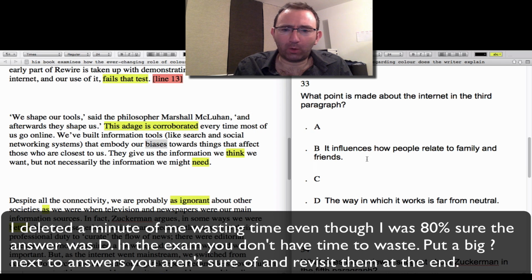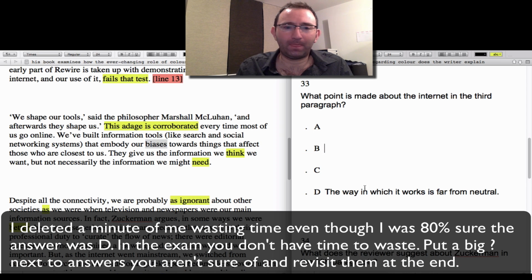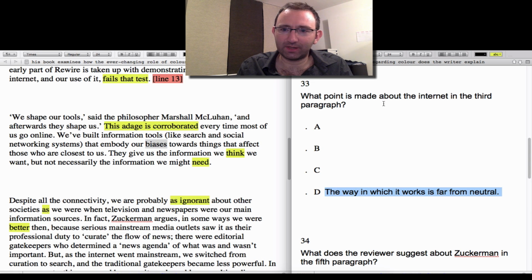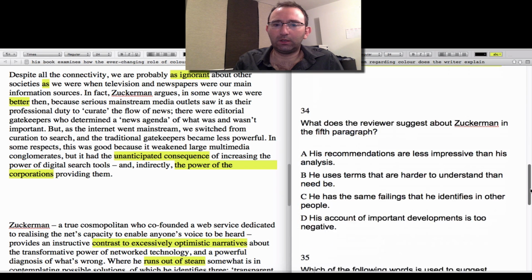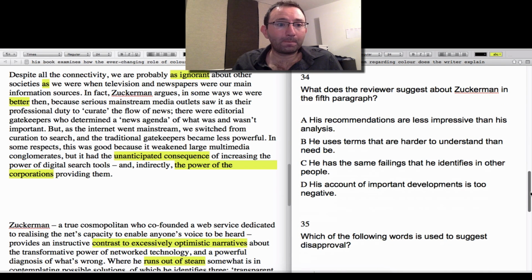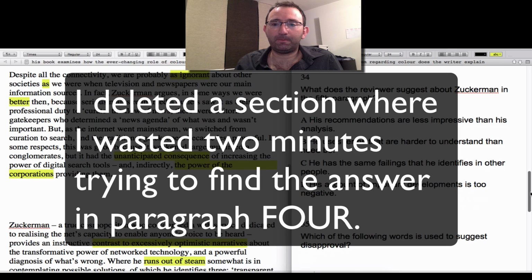No, no, no. I've made a decision. It's D. Right? This bias. I should have just seen the word bias and gone with bias. Okay. Right. Next, what does the reviewer suggest about Zuckerman in the 5th paragraph?